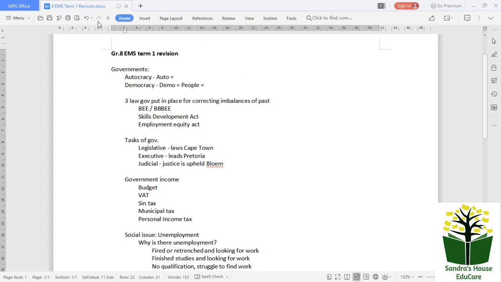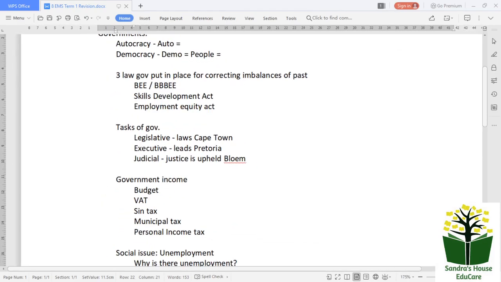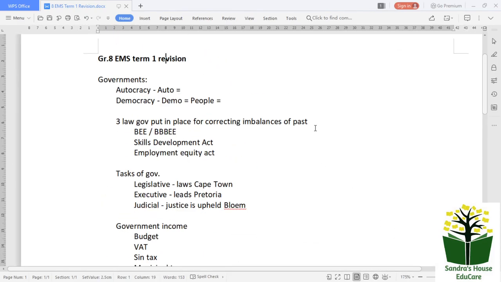Okay, so we're starting off with governments. We're having a look at different types of governments, what governments do, and some legislation. Let's start by looking at the difference between autocratic and democratic governments.